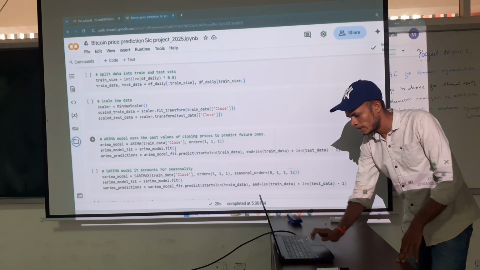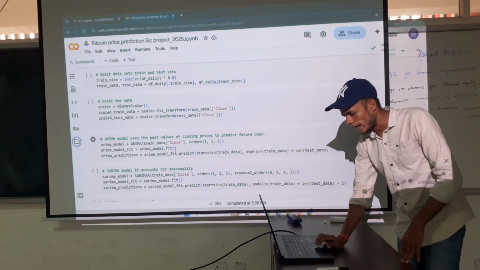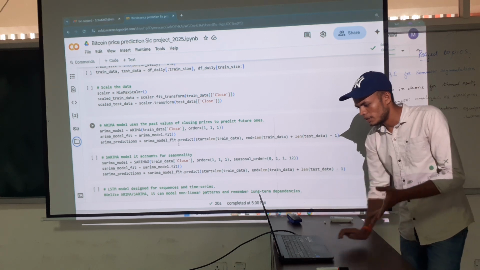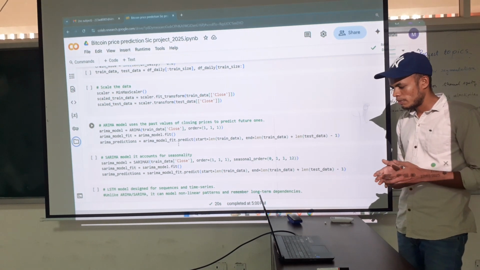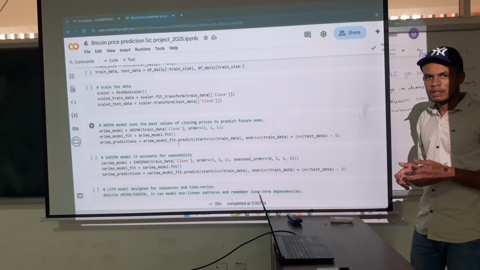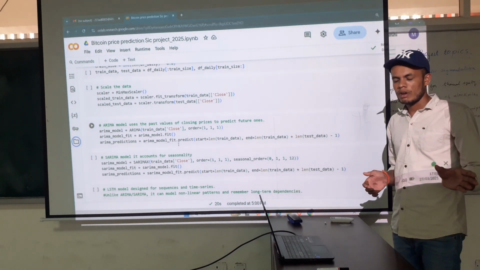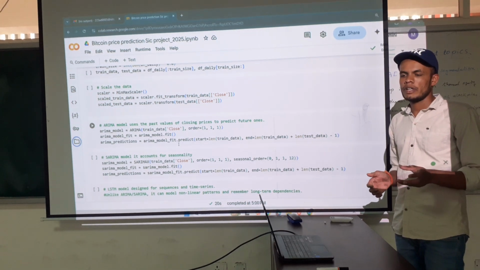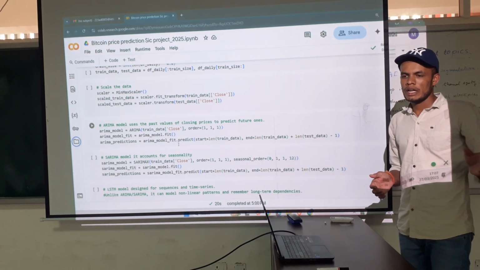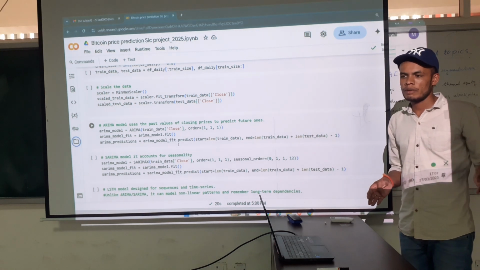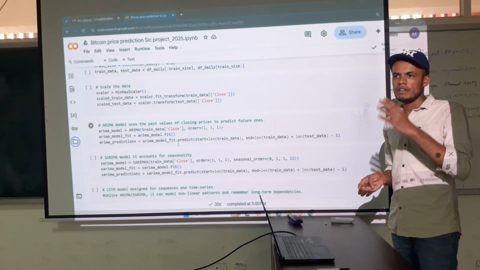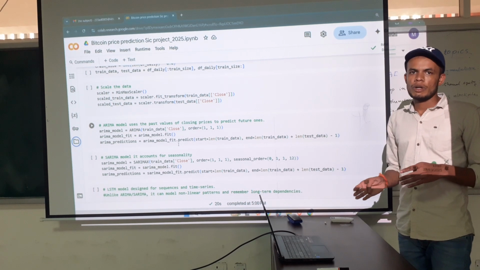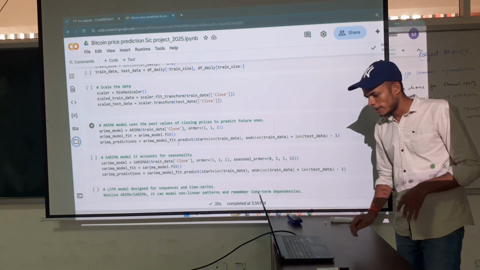This is the MinMaxScaler used for scaling the data. I trained the ARIMA model, which uses past values of the closing price to predict the future one, but it takes only short data, whereas SARIMA takes seasonal data. If the Bitcoin price increased last April, SARIMA predicts that in the coming year also, in April, the Bitcoin price will increase. This is how SARIMA works.